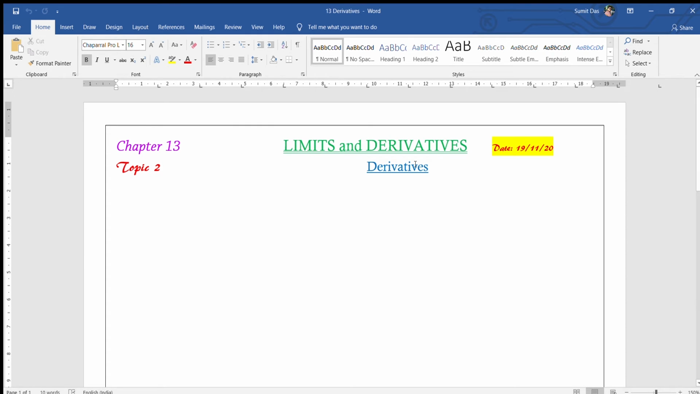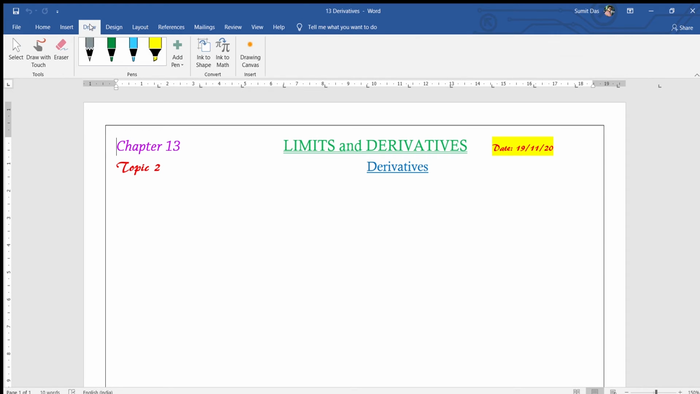I'm doing this one on a completely different page. So derivative is saying that suppose I'm defining one function.